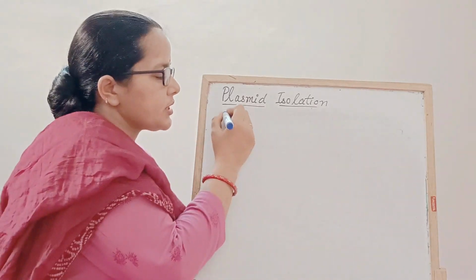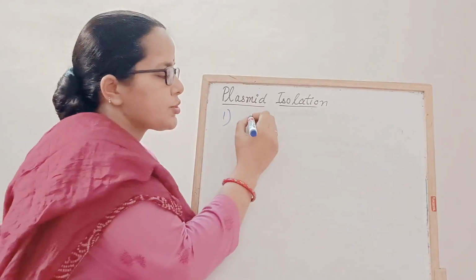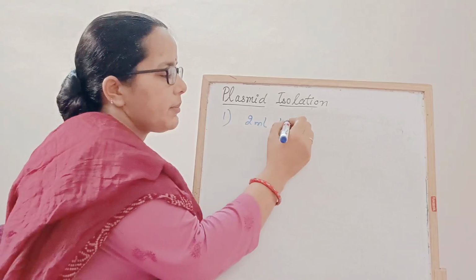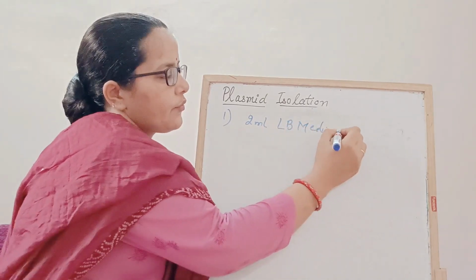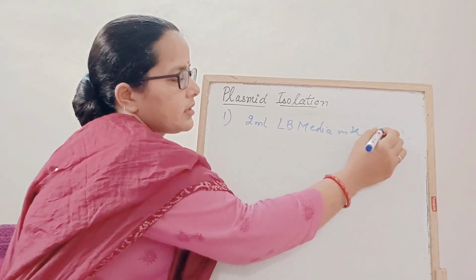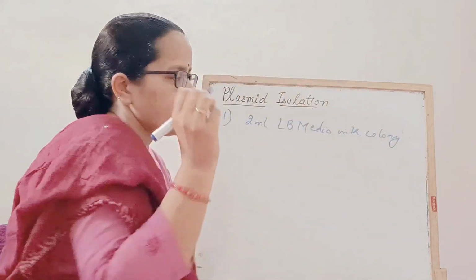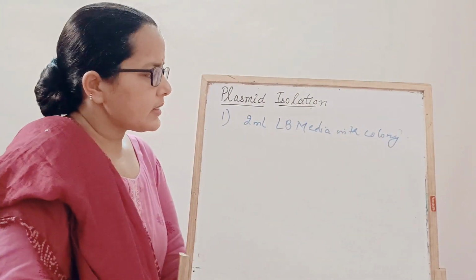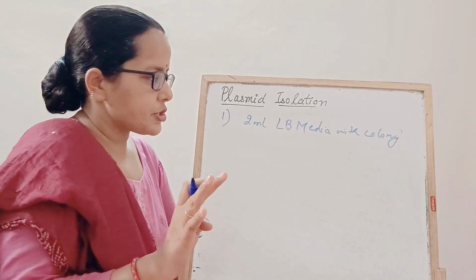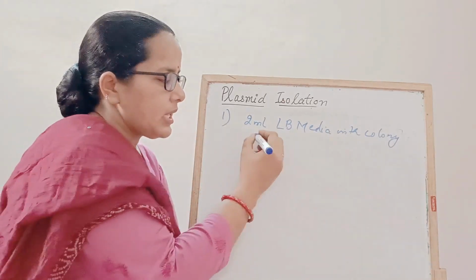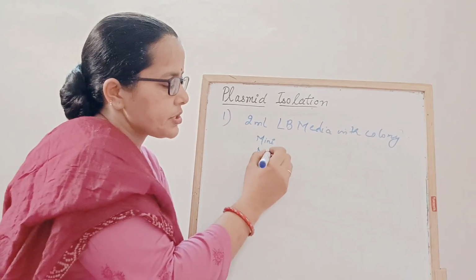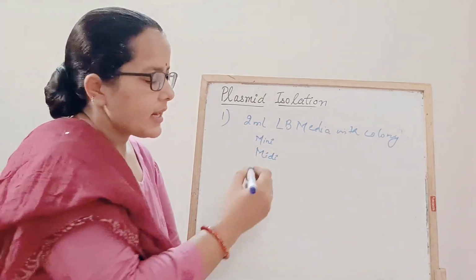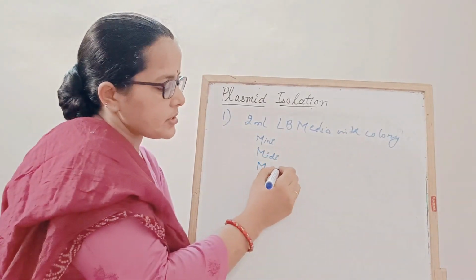So if we start with the plasmid isolation, how can we start? You just inoculate your 2 ml of LB media with your colony. There are 3 types of preparation. One is your mini preparation, second is your midi preparation, and third one is your maxi preparation.